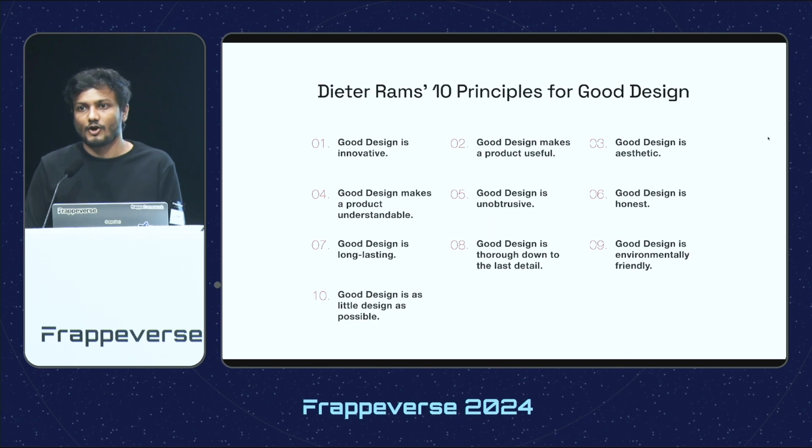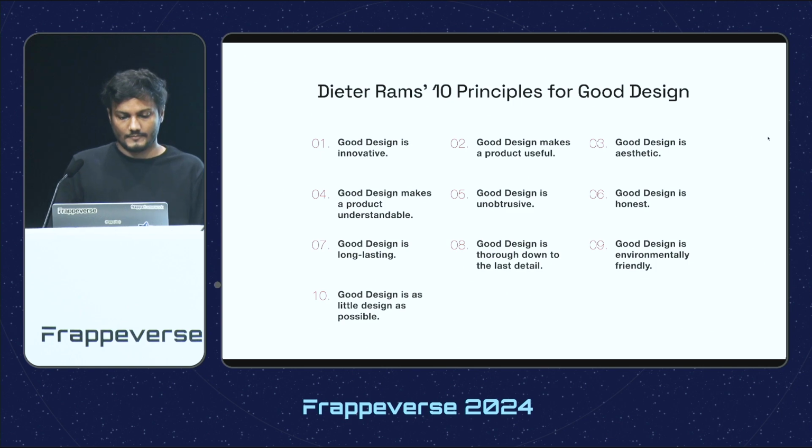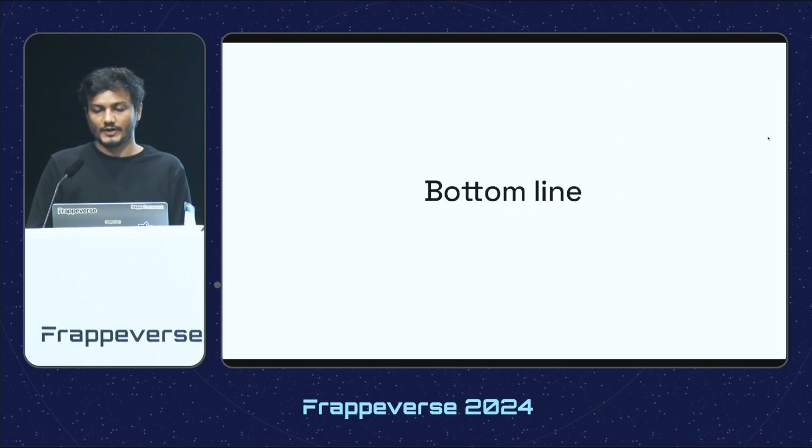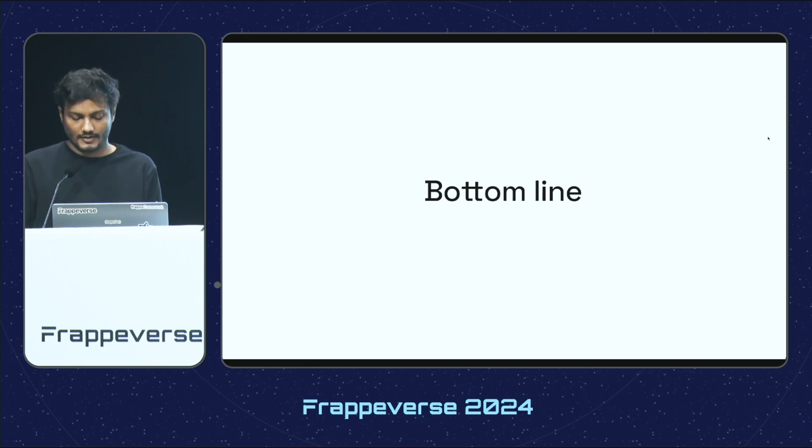So if you ever visit our office, this is a board that you'll find, which summarizes our design philosophy. It's the 10 principles for good design by Dieter Rams. So the bottom line is, this is what good design means for us, and this is what we believe in, and this is something that we expect whenever a brand identity is used by anyone on the internet.